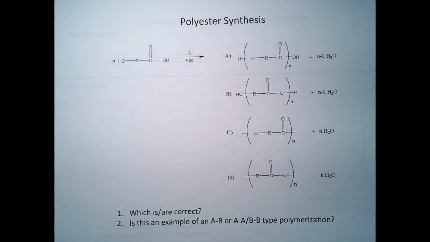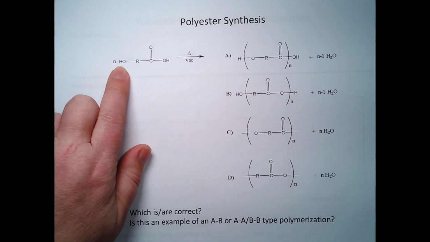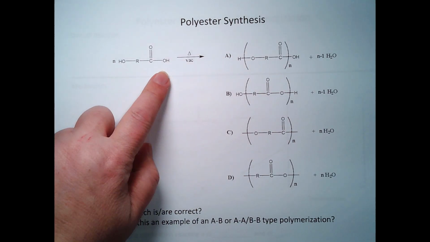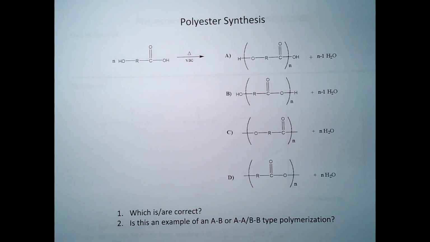And question 2 on this sheet, is this an example of an AB or an AA type polymerization? Hopefully you all know that it's an AB type polymerization, right? We've got an alcohol and an acid, so 2 different functional groups in one monomer, which makes it an AB type. The equivalent AABB type would be a diol reacting with a diacid, and that's not what we have in this case.